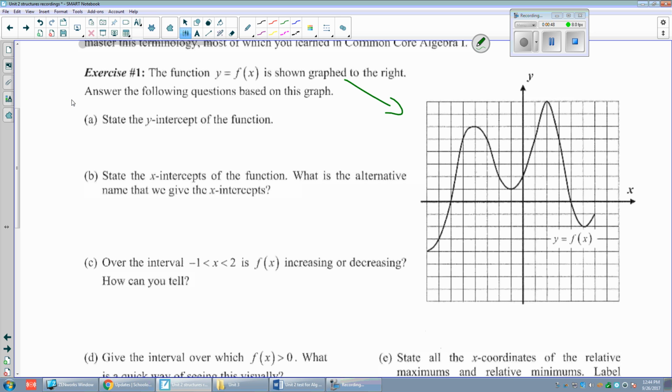State the y-intercept. Well, there's the y-axis, so the y-intercept is right there. That's the point (0, 2). Got it? You can't say y equals 2. Y equals 2 is a horizontal line.